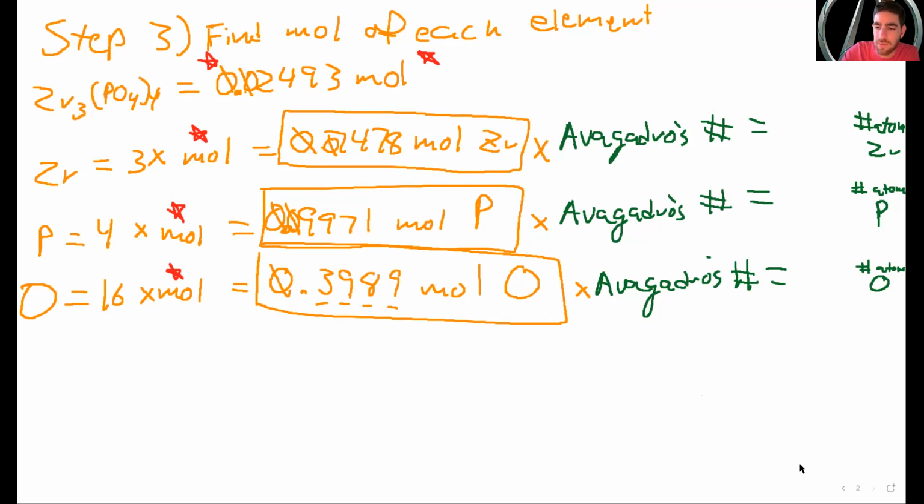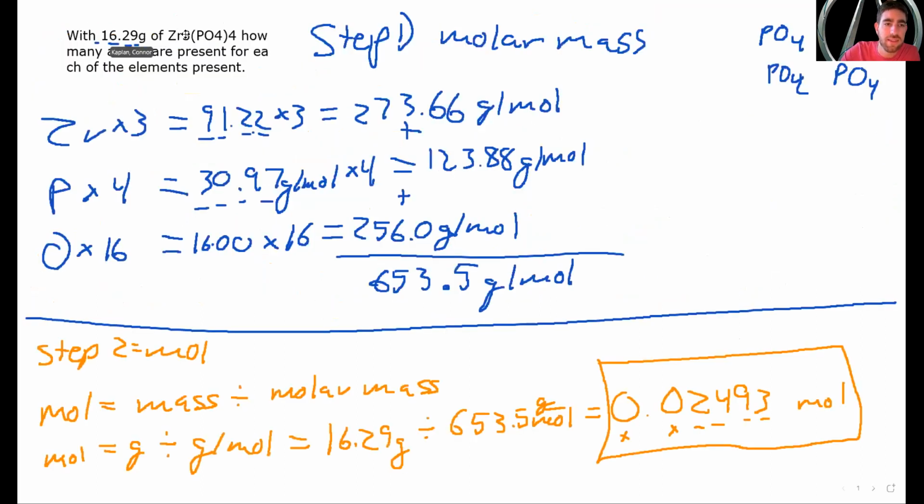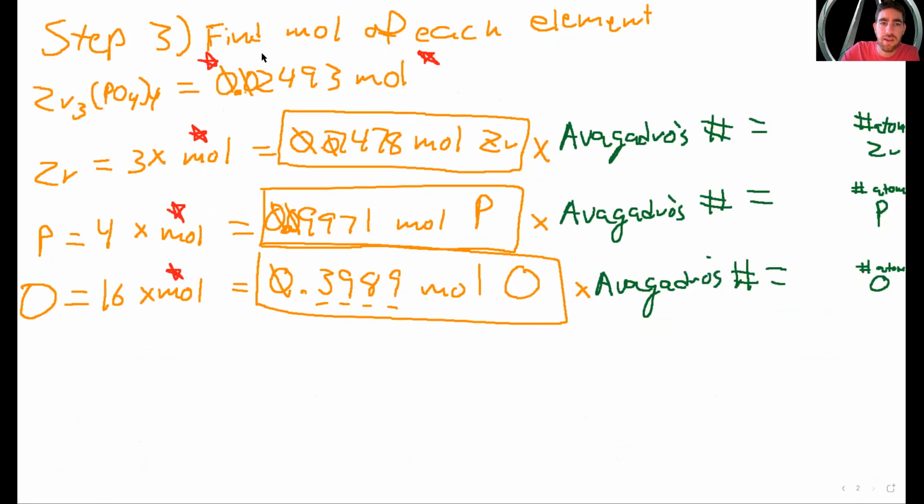So remember, this was to answer the question of, with this many grams of this molecule, how many atoms are present for each of the elements present? So we wanted to know how many atoms there were. Step 1 was find molar mass. Step 2 was moles. Step 3 is find moles of each element. And then step 4 is go from moles to, I'll even write it down, step 4, moles to atoms. So this should help you find the answer.